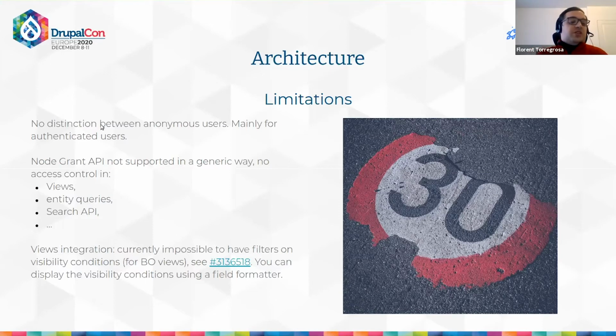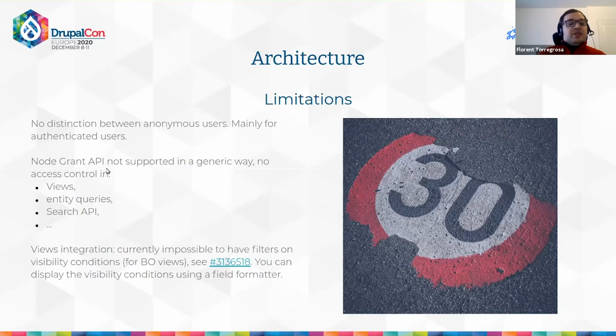There is no distinction between anonymous users because the module was thought to have authenticated users in mind. We can make distinctions between authenticated users by giving them different values on their taxonomy term fields that act as segmentation fields. So all your anonymous users will see the same results on your website.